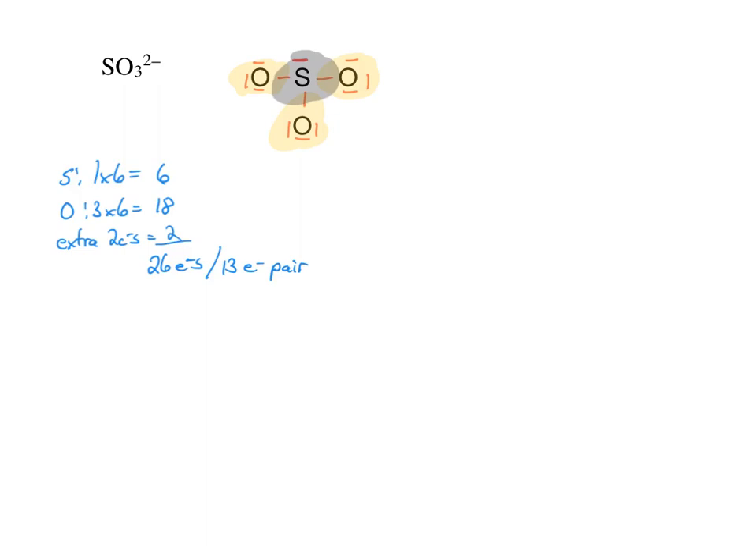Reminding ourselves that bonding electrons count towards the octet of both of the atoms in the bond. We have a complete octet on all atoms. Each of the oxygens has 4 electron pairs, or 8 electrons. The sulfur has 3 bonding pairs, 1 lone pair, for a total of 8 valence electrons.